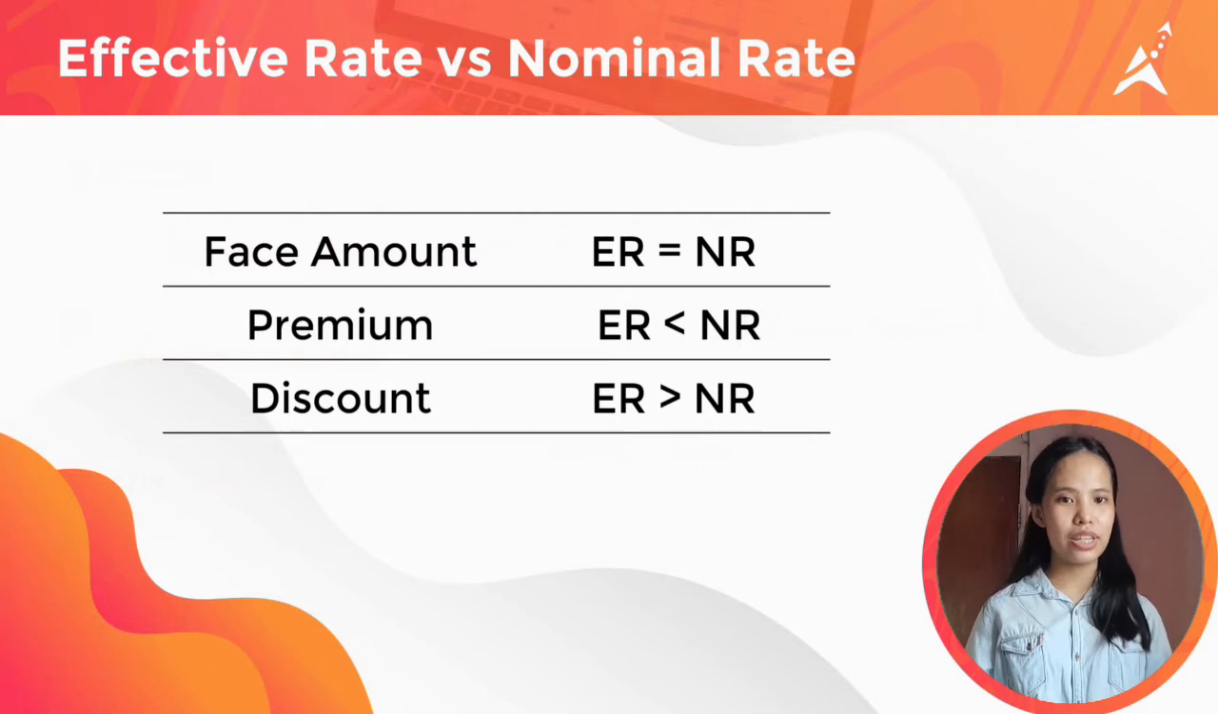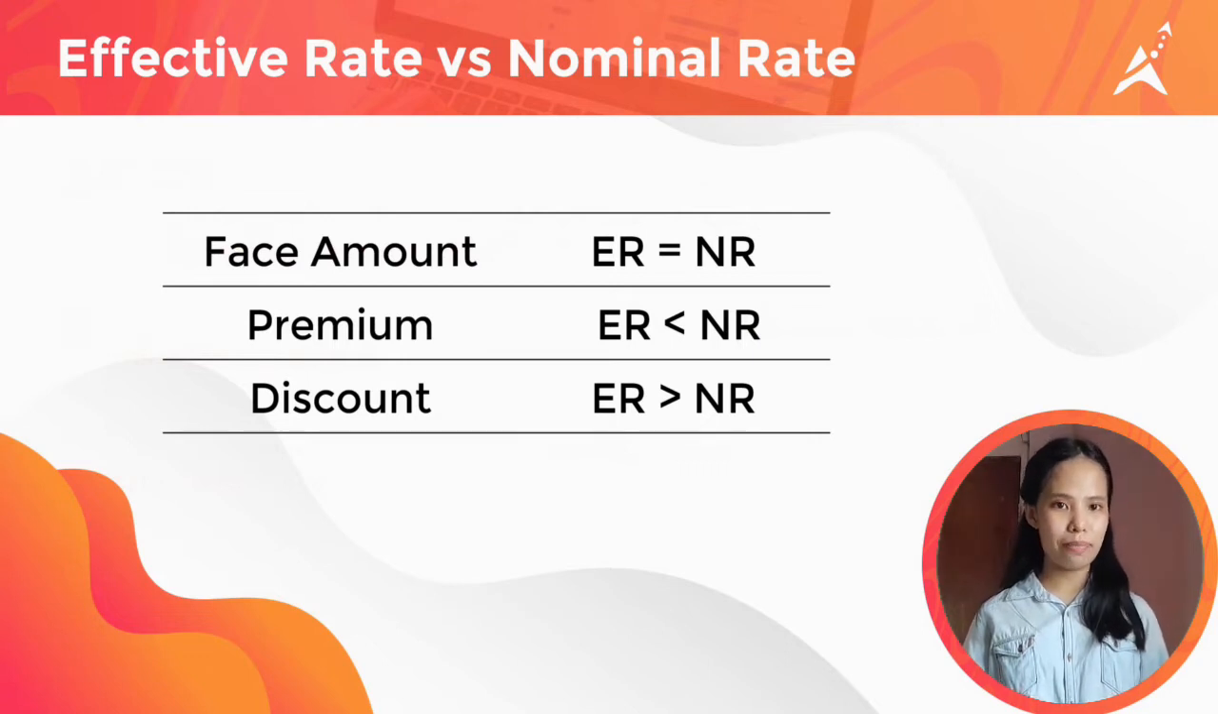Please remember this, if the bonds are sold at face amount, the effective rate is equal to the nominal rate, and if it is sold at a premium, the effective rate is less than the nominal rate. And if it is sold at a discount, the effective rate is greater than the nominal rate.